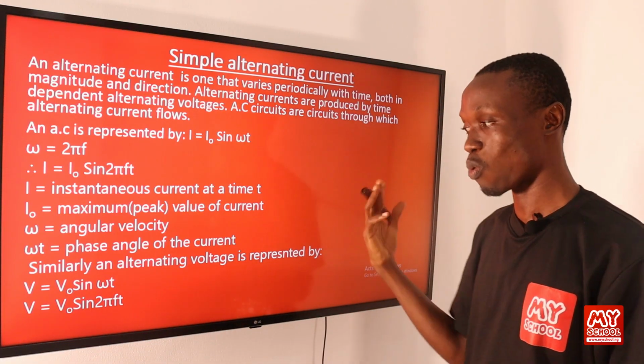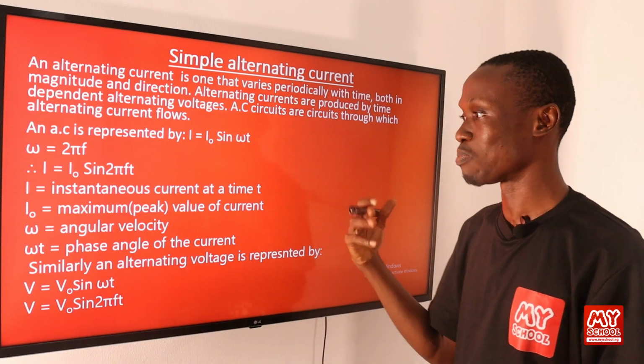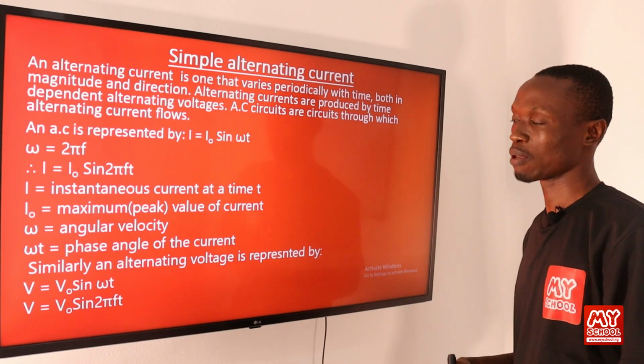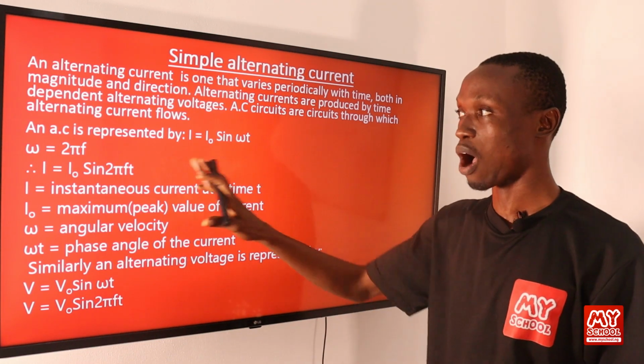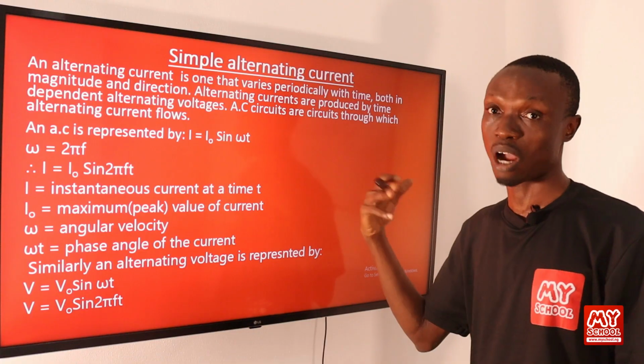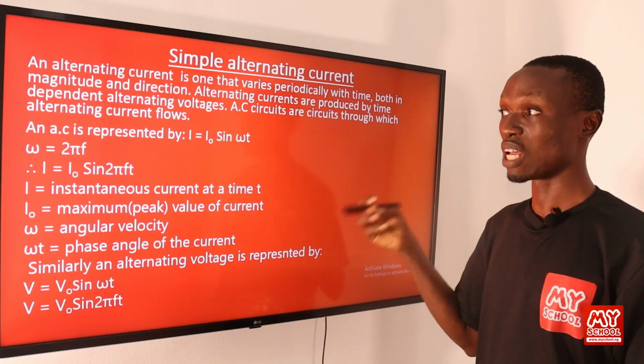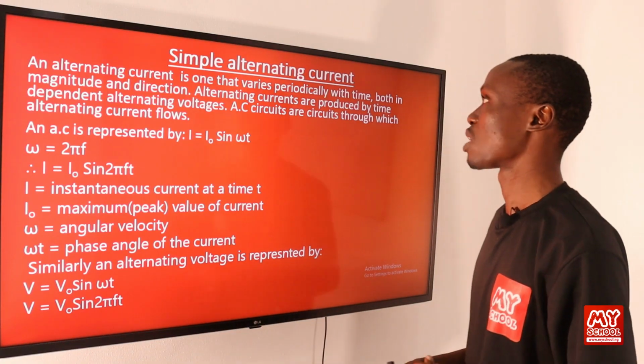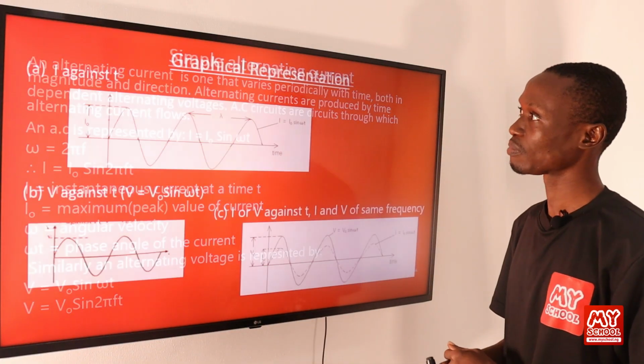Then omega, we already know what omega represents. f represents frequency, we all know that, and t represents time. But if you are curious as to how this formula came about, then you can refer to our previous video on electromagnetic field part 2. You will see everything there. So let's move to the next slide.